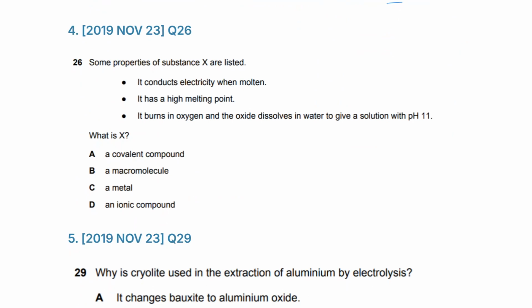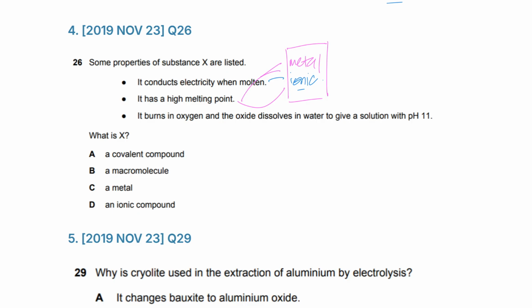Some properties of substance X are listed. It conducts electricity when molten, and we know what substance conducts electricity when molten. That's your ionic compound. They conduct electricity in the molten state, because they have mobile ions. But a metal will also conduct electricity in a molten state, in a solid state, in whatever state it is, because it has delocalized electrons. So it can be a metal, it can be an ionic compound. Now it says it has a high melting point. Again, it can be a metal or an ionic compound, because obviously they both have high melting points.